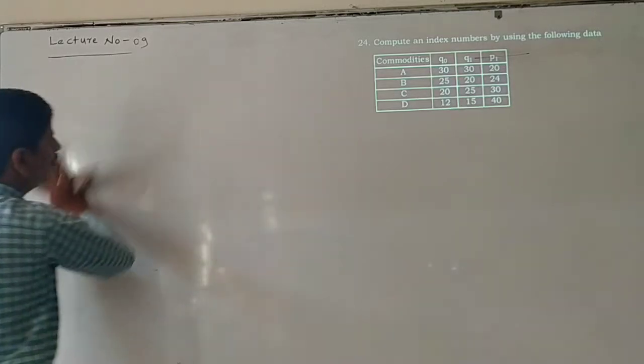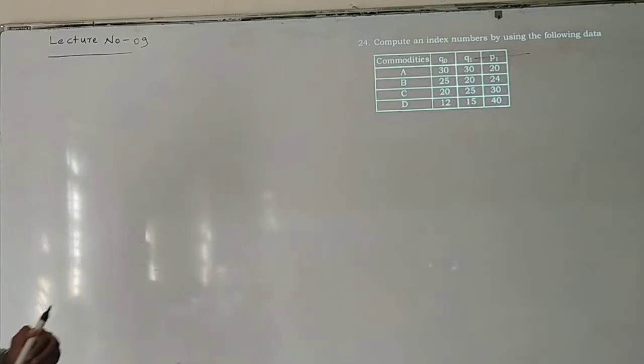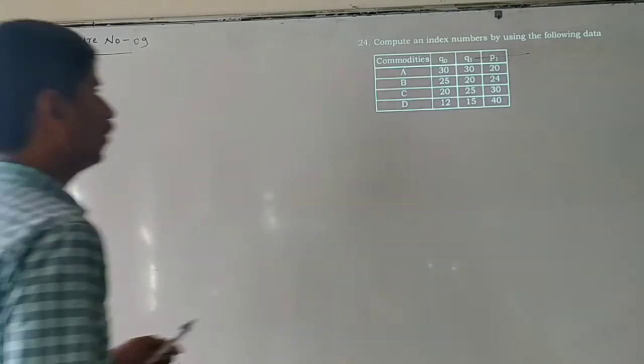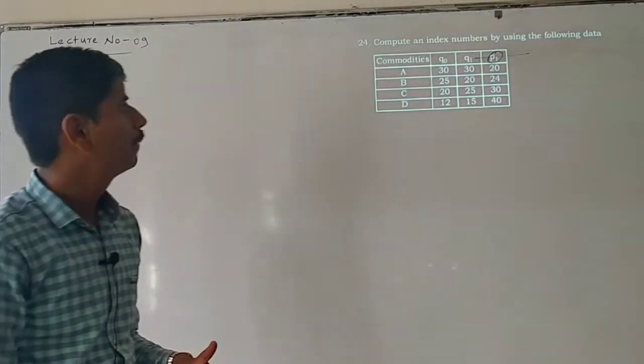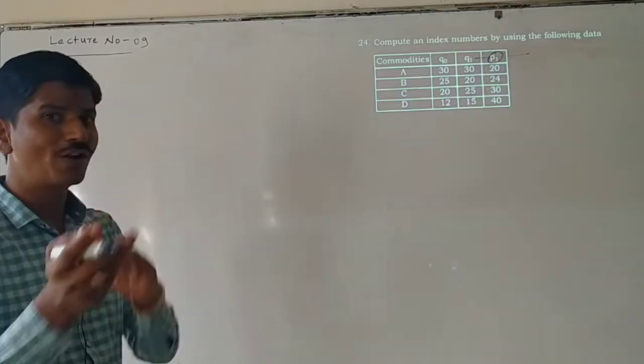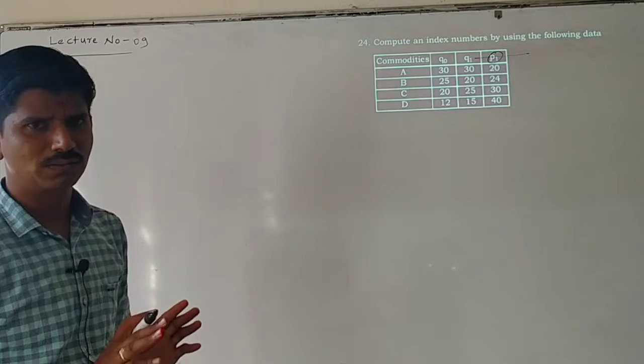Here the given data are commodity Q0, Q1 and P1. Here they are given both current year as well as base year quantities. Only the P1 value is given; the P0 value is not given. This means the problem is based on quantity index number.